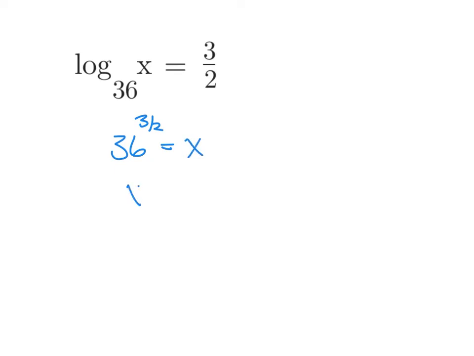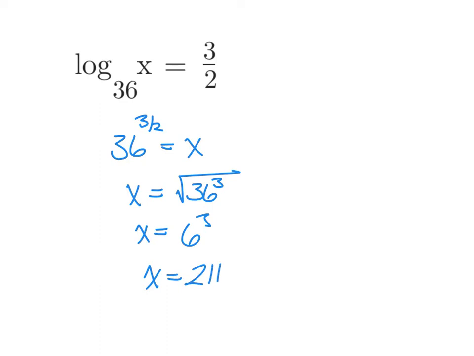Now you remember, with a power of 3 halves, the half is actually a square root, and the 3 is 36 to the 3rd power. So we can take the square root of 36, which is 6, and cube that, which will equal 216.